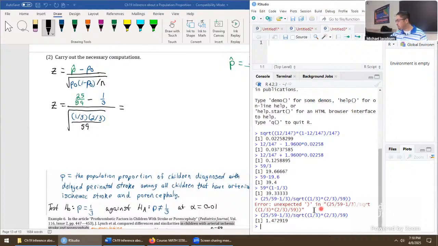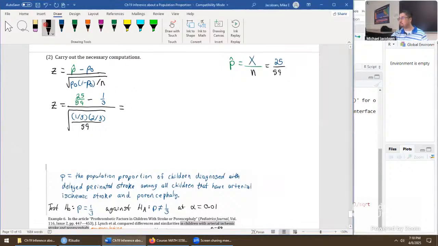Yeah, I've just had some trouble with parentheses. That's a lot to look into with your eyes. So now this one to 4 decimal places is 1.4729. That's not a lot of standard deviations. It looks like the sample data in green really is pretty compatible with the statement of null hypothesis, but we still need a p-value. So here's the p-value step.